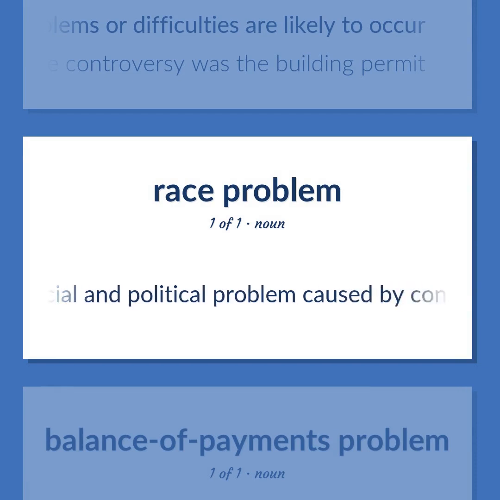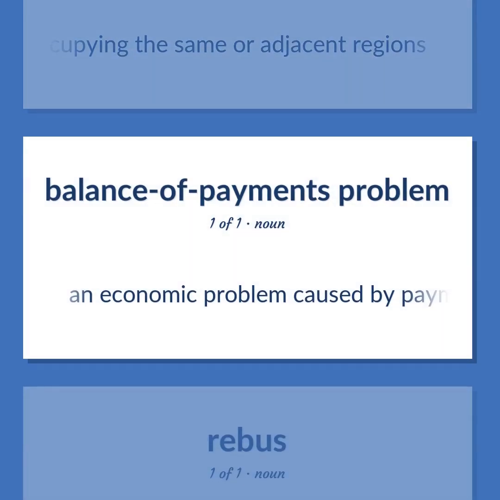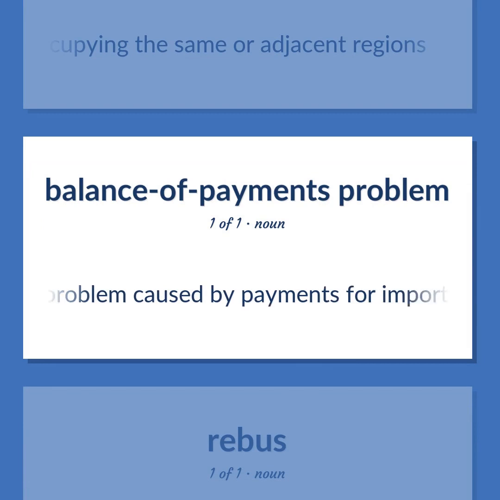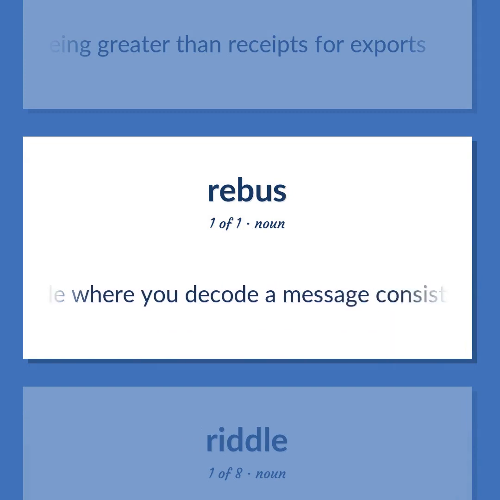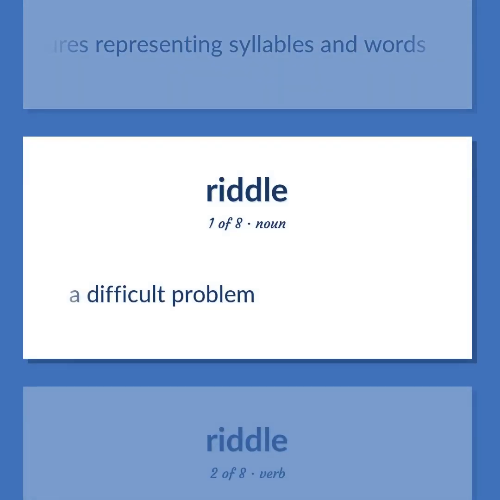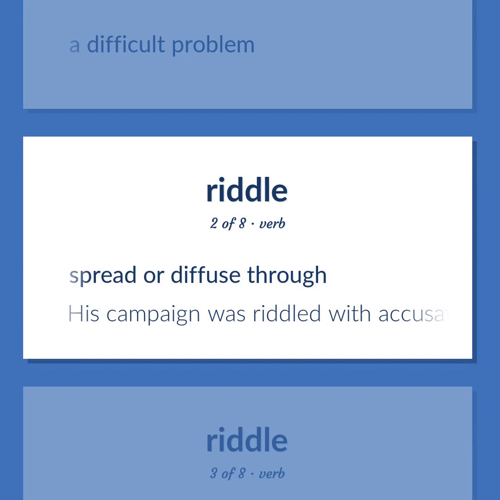A social and political problem caused by conflict between races occupying the same or adjacent regions. An economic problem caused by payments for imports being greater than receipts for exports. A puzzle where you decode a message consisting of pictures representing syllables and words. A difficult problem. Spread or diffuse through. His campaign was riddled with accusations and personal attacks.